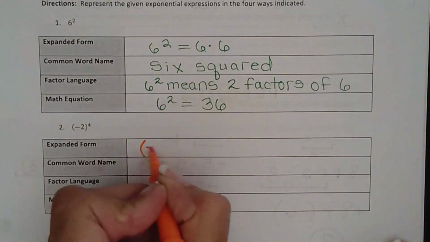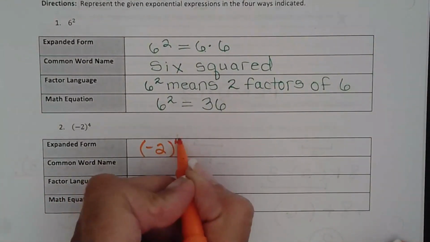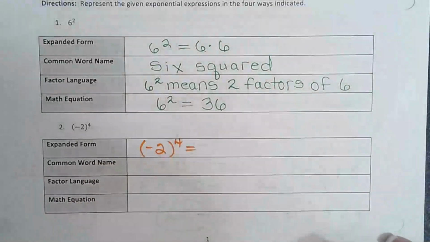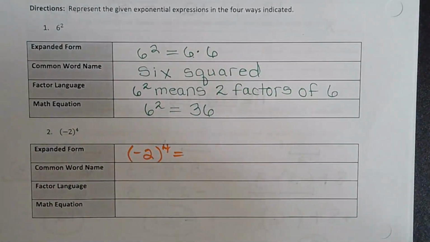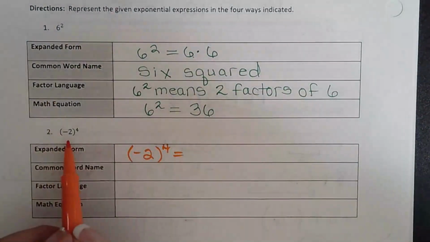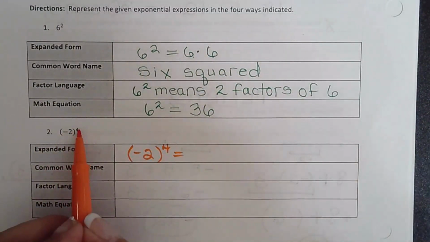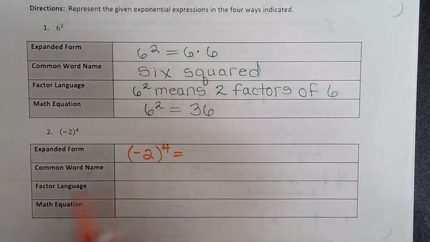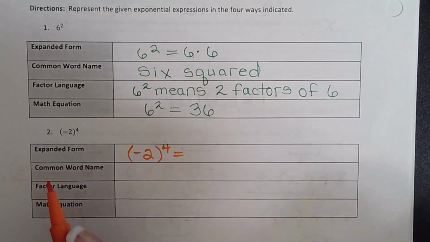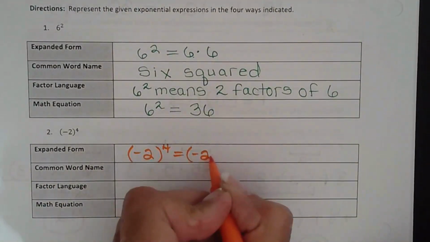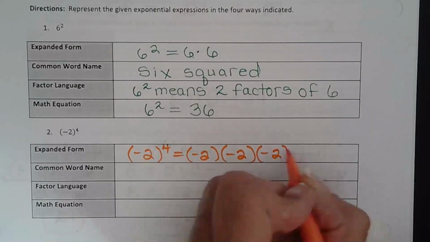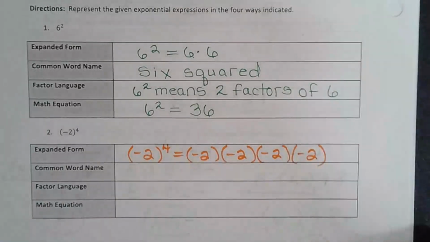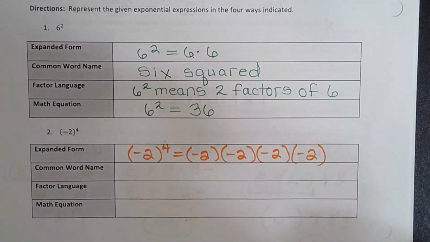Okay, expanded form means to use 2 as a factor 4 times. And one very, very important thing we learn in this section is when the base, this is called the base, this is called the exponent, when the base is negative, it must remain in parentheses or it is wrong. So when you write -2 4 times, they all must be in parentheses. So if you wrote it without, put it in. So that's it in expanded form.